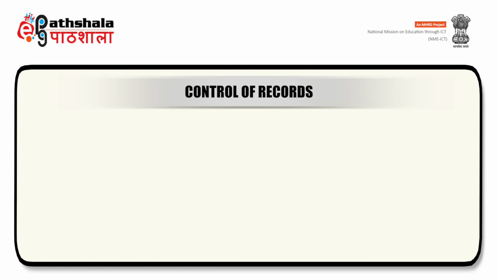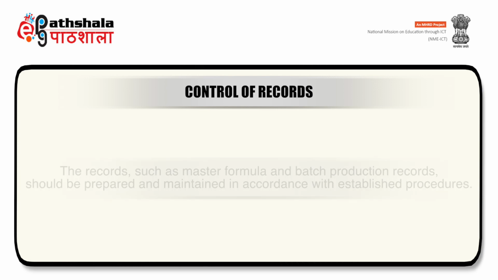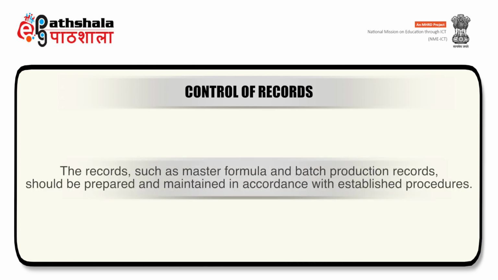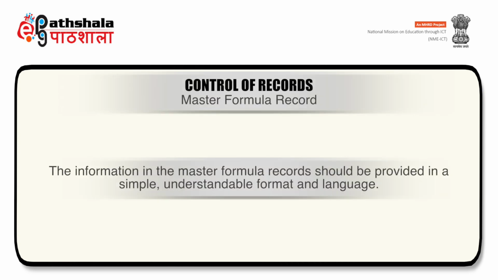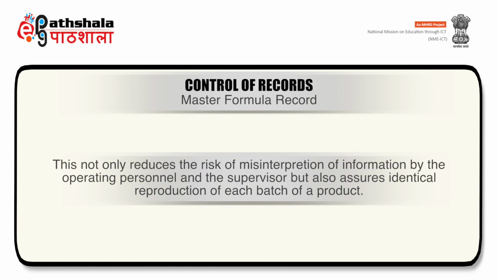Now we will discuss control of records under GMP. Records like master formula and batch production records should be prepared and maintained in accordance with the established procedures. Master formula record. Information in the master formula record should be provided in a simple, understandable format and language. This not only reduces the risk of misinterpretation of information by the operating personnel and the supervisor, but also assures identical reproduction of each batch of a product.